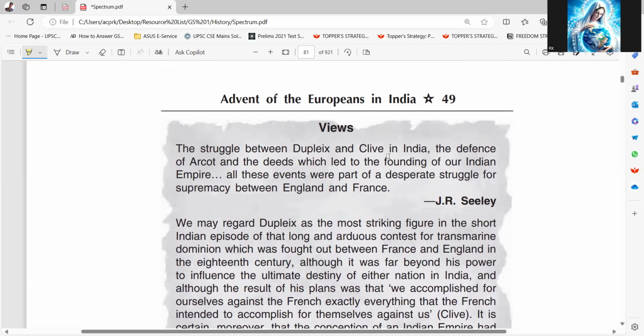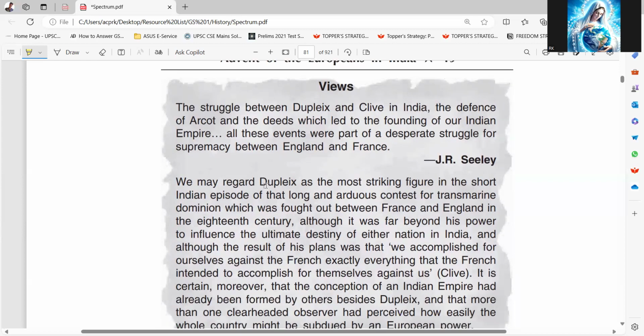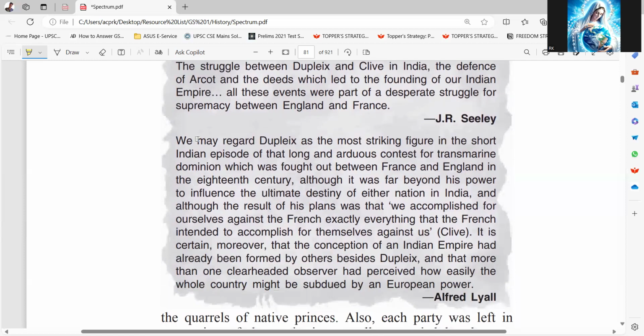The struggle between Dupleix and Clive in India, the defense of Arcot, and the deeds which led to the founding of our Indian Empire, all these events were part of a desperate struggle for supremacy between England and France. J.R. Seeley. We may regard Dupleix as the most striking figure in the short Indian episode of that long and arduous contest for transmarine dominion, which was fought out between France and England in the 18th century.